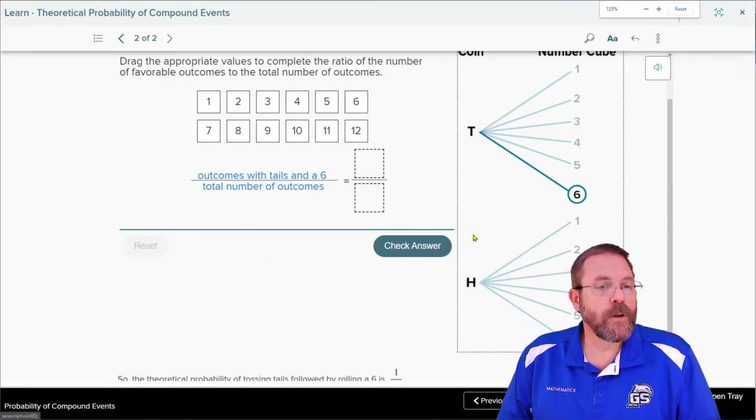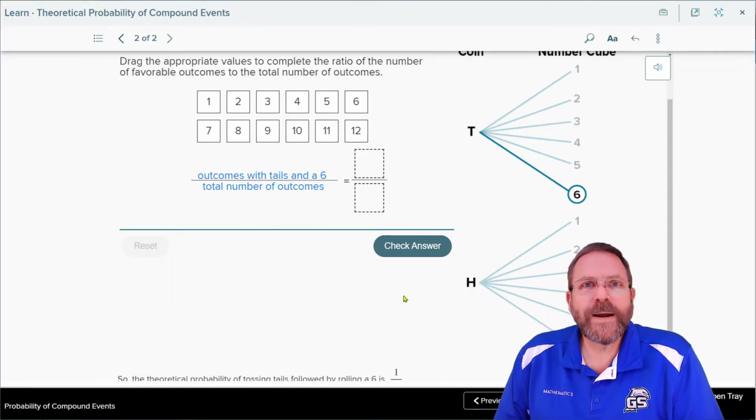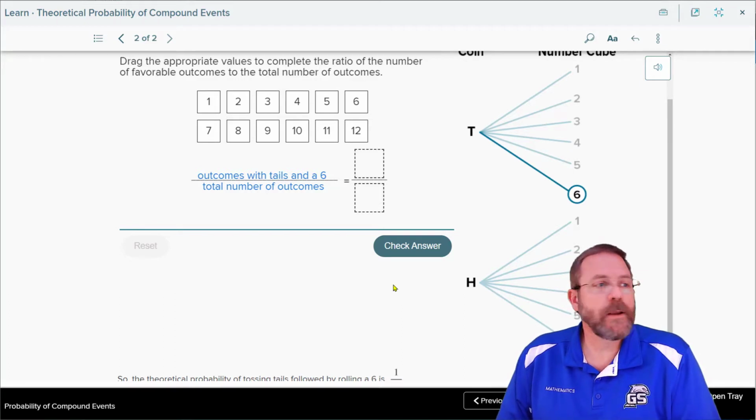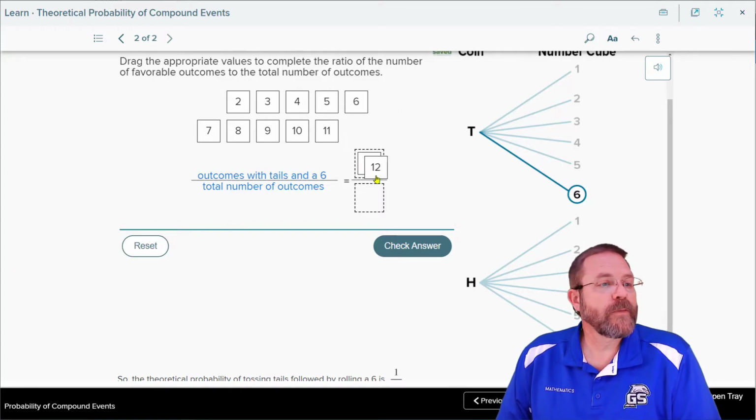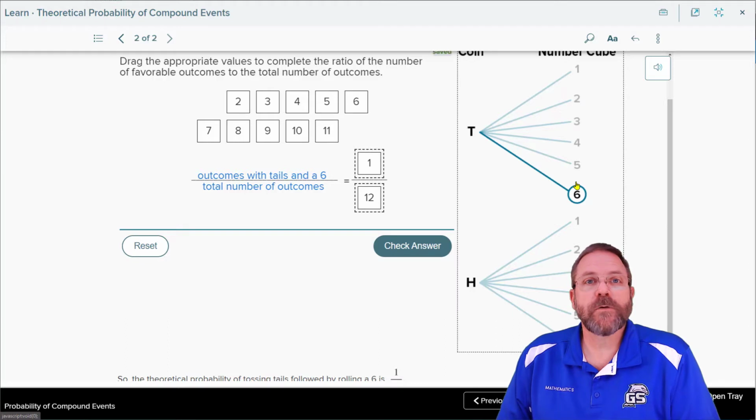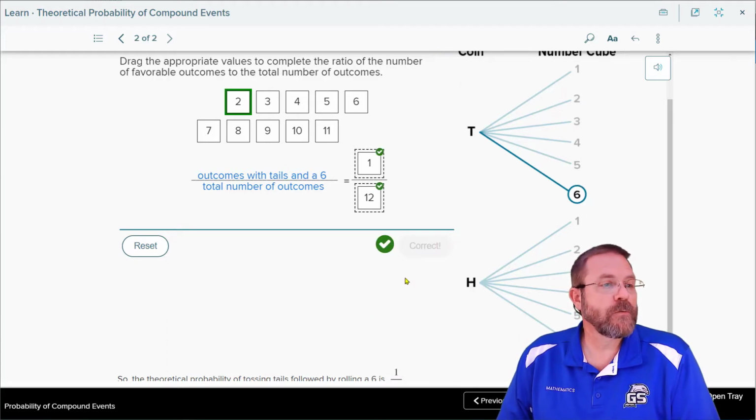If you look down here, zoom out some, there's only one time that you got both a tails and a 6, so the number of favorable outcomes is going to be 1, and the total number of outcomes is going to be 12, because you had 6 outcomes for the tails and 6 outcomes for the heads. Check our answer, 1 out of 12. Yes, it really is that simple to do this.